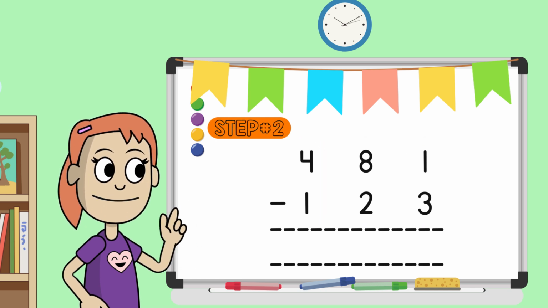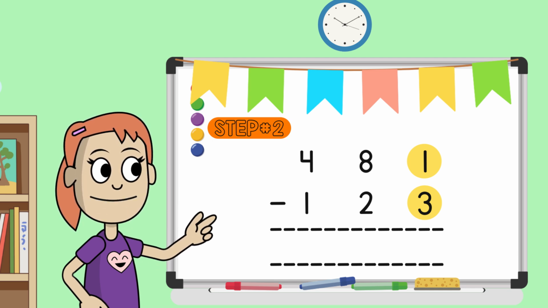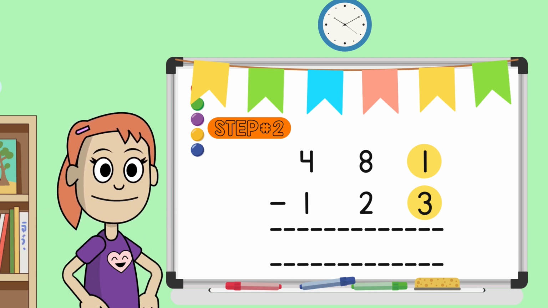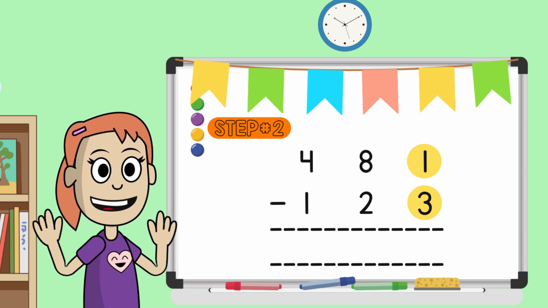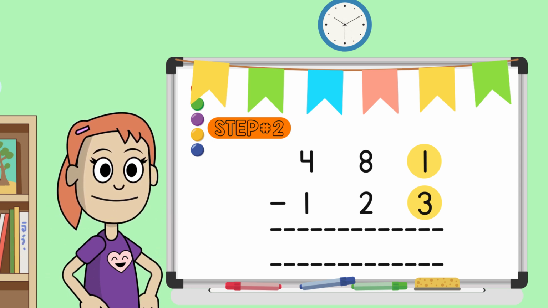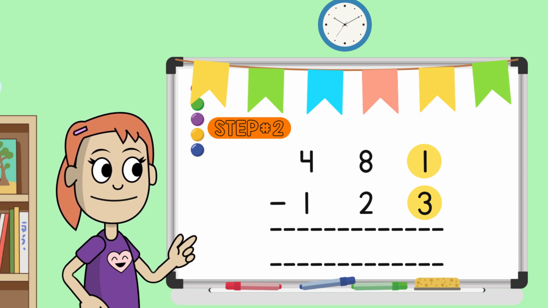Step 2. Subtract the ones. Look at the ones place. What numbers do you see there? That's right, 1 from 481 and 3 from 123. Can you subtract those? Since 1 is smaller than 3, we need to regroup from the tens place.